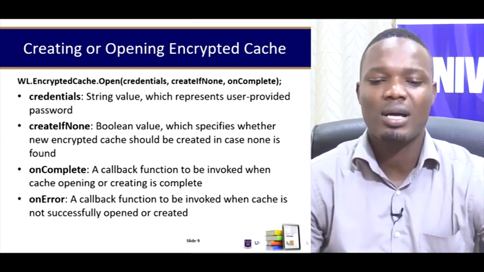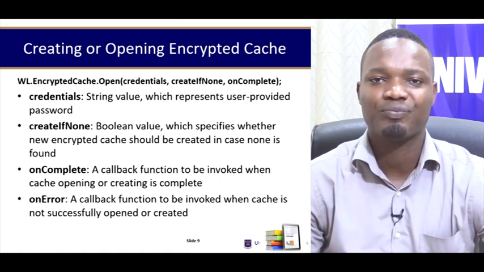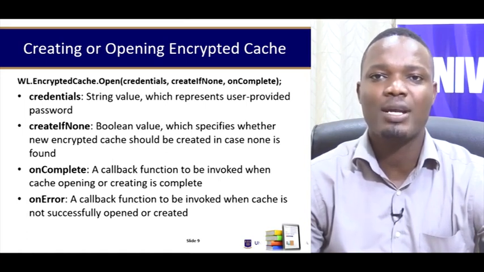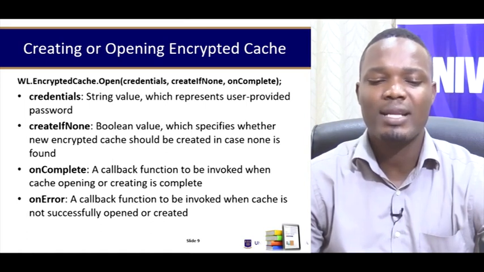This is a callback function that's to be invoked when the cache opening or creating is complete. Then finally, there's the onError. It's a callback function to be invoked when the cache is not successfully opened or created. The onError callback function is added after the onComplete.